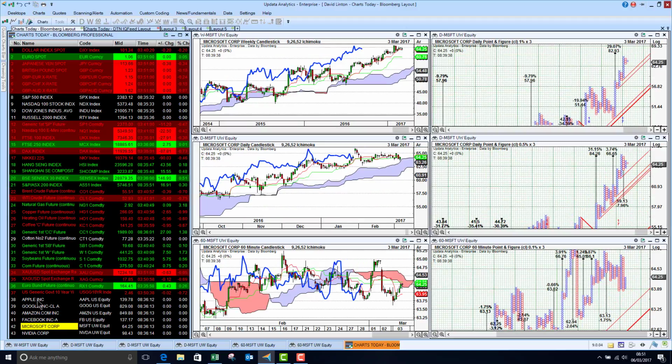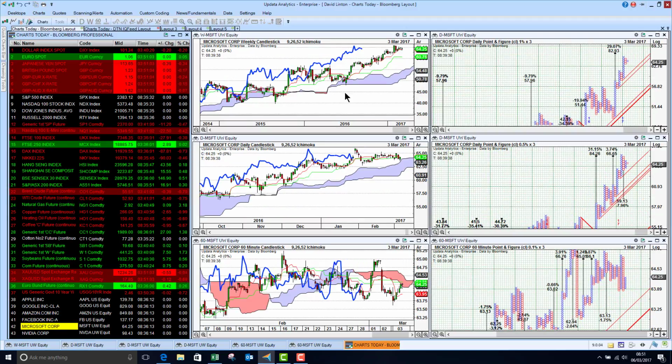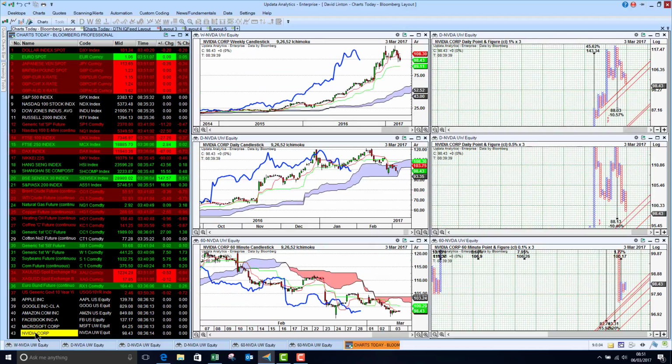Microsoft just struggling really, just in this sideways range here, but bullish in the medium and long term. And Nvidia fell away further on Friday. I'm glad I sold these last week.